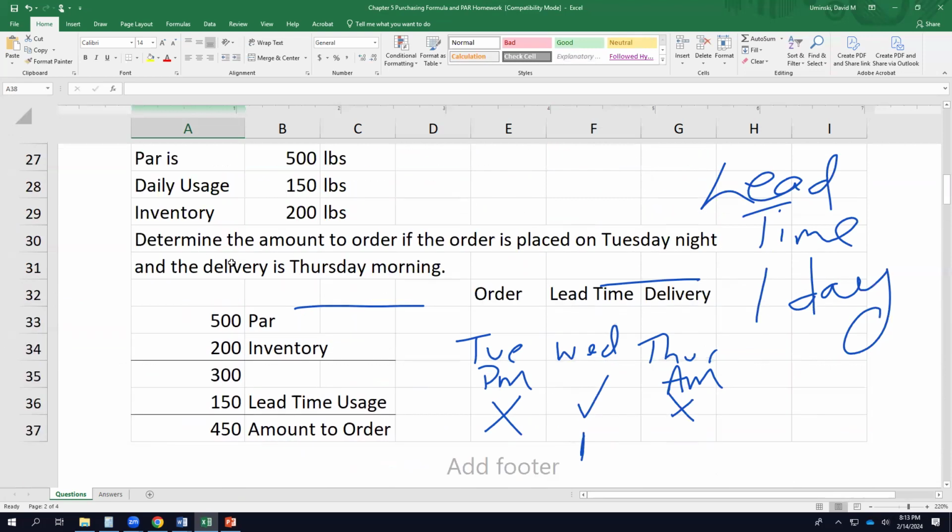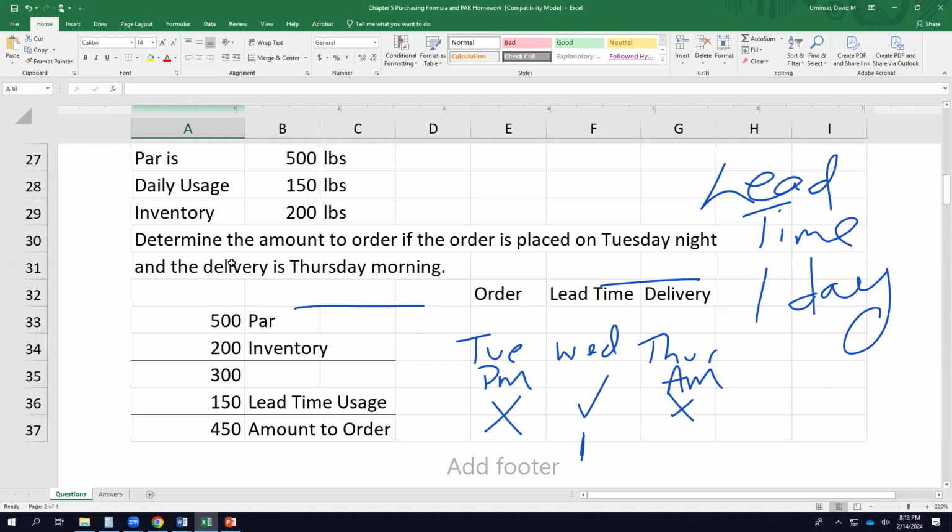Okay. When I order 450 pounds, that means when that driver drives away, I should have 500 pounds in my inventory. Now I may have a little bit more, right? Because if I don't use all 150 pounds on Wednesday, I may have a little bit more, but that's okay. It'll all make up for it the next time I place my order because it'll be part of my inventory. And I won't add to my order at that point.